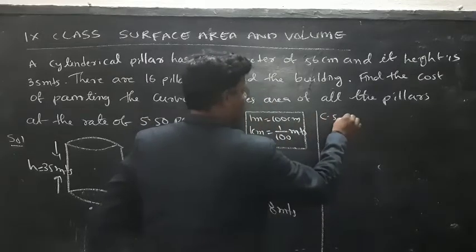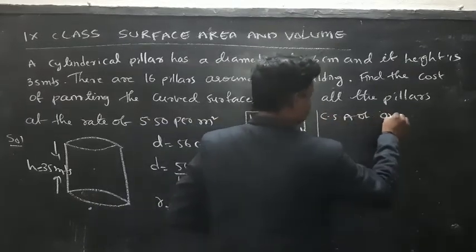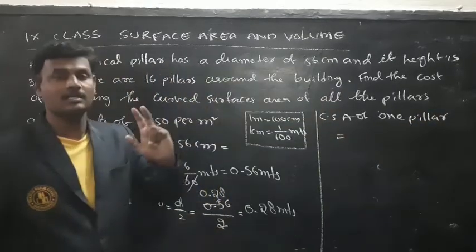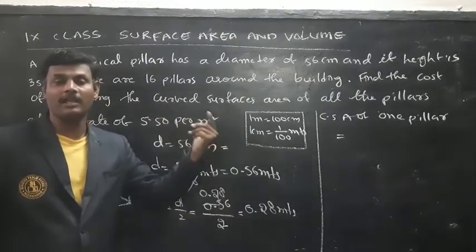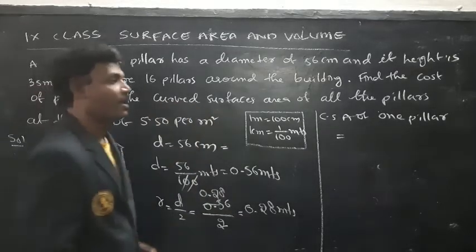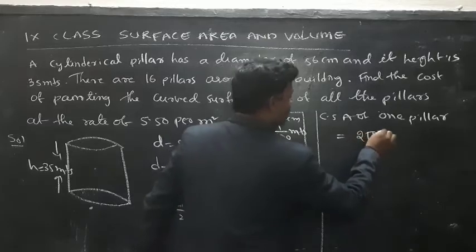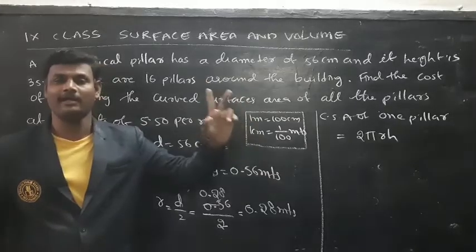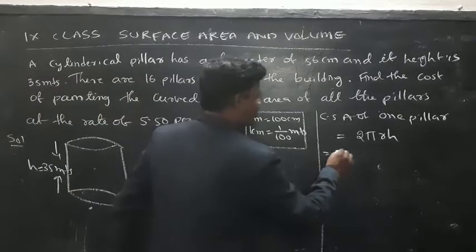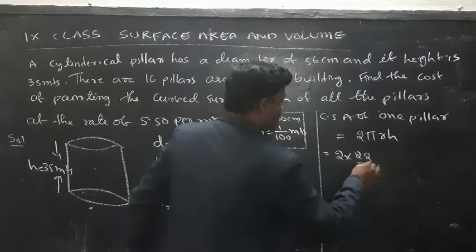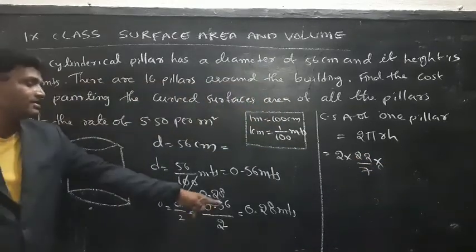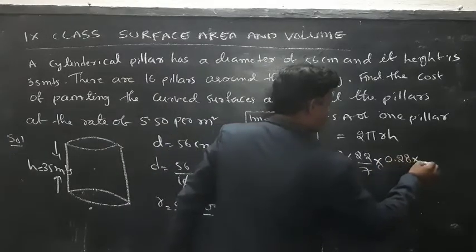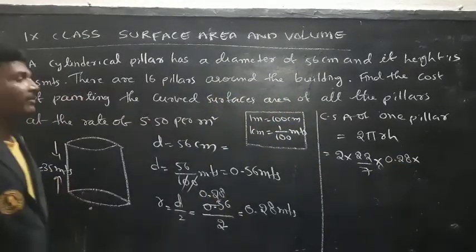Here, CSA of one pillar. That pillar is in the shape of a cylinder. CSA of the pillar is nothing but CSA of the cylinder. What is the CSA of a cylinder? 2 pi r h. Curved surface area of a cylinder is nothing but 2 pi r h. Here 2 means 2. Pi means 22 by 7. Into what is the radius here? 0.28 meters. What is the height here? 35 meters.